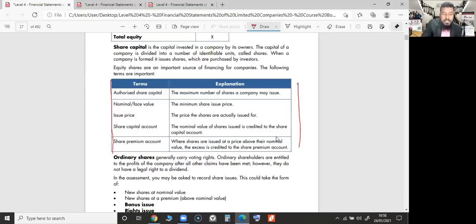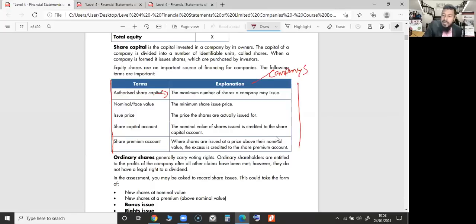Simple but important terms. Authorized share capital. What is the authorized share capital? Let's assume I started a very new business, XYZ PLC, a public limited company or private limited company. I need to take permission from someone, somewhere. I repeat, I need to take permission to open a business. And that someone is known as Companies House.